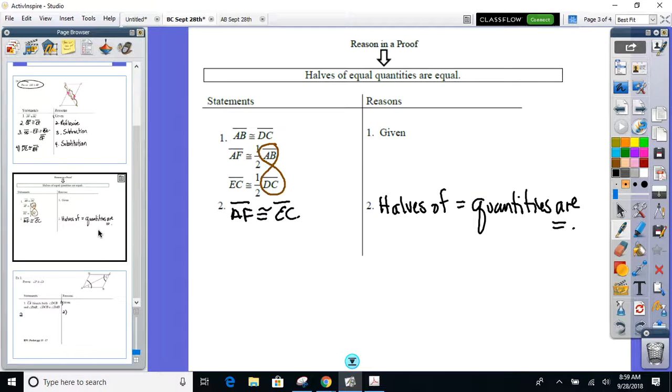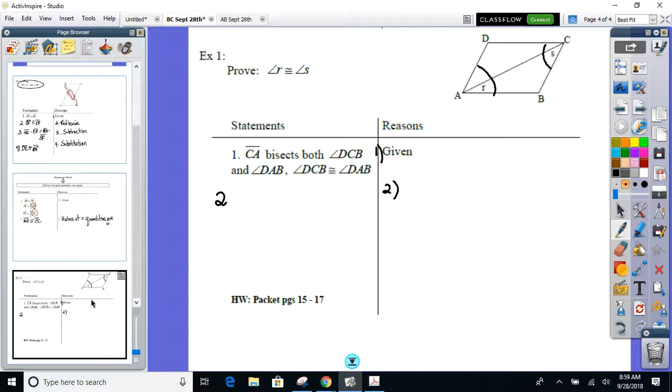Notice in that last one we just did, I told you what half of those congruent segments were, right? Half of AB was AF. Half of DC was EC. You need to tell me that in a separate statement here. If you're going to cut DCB in half, what's it equal to now? If you're going to cut DAB in half, what's it equal to now?